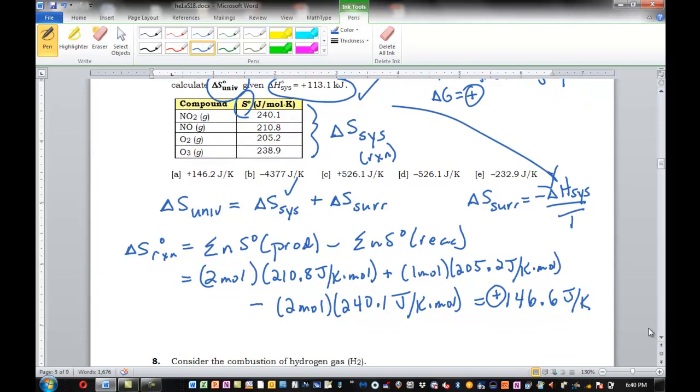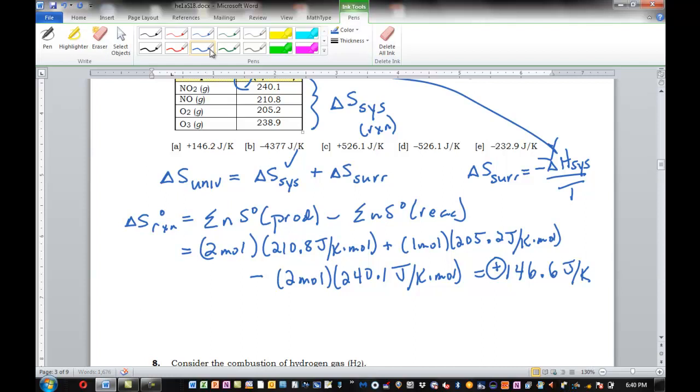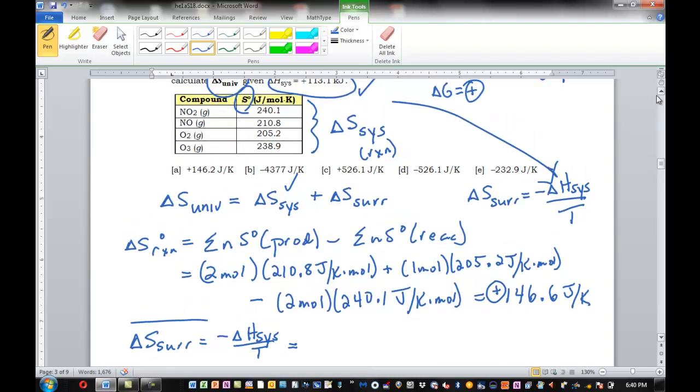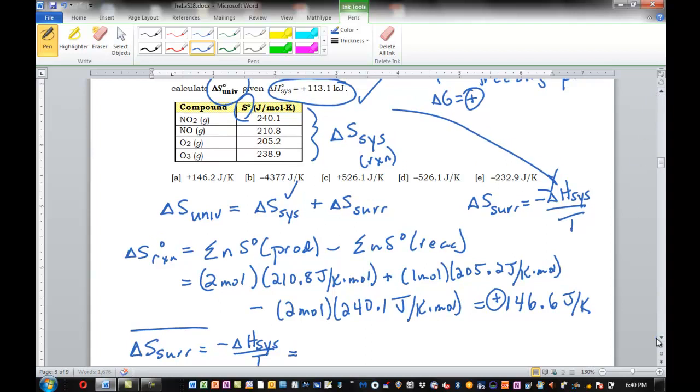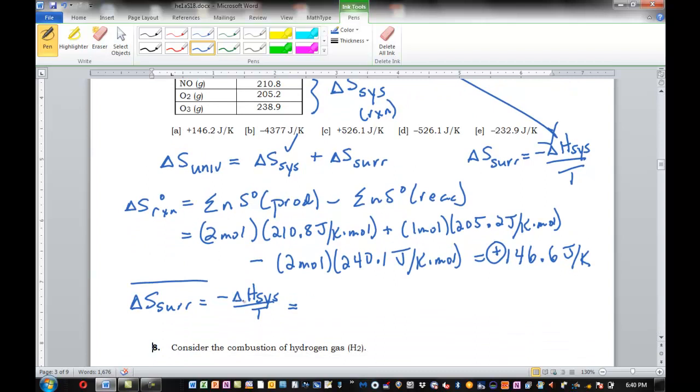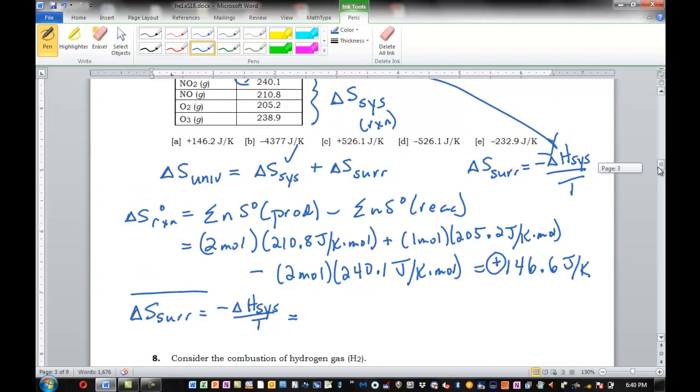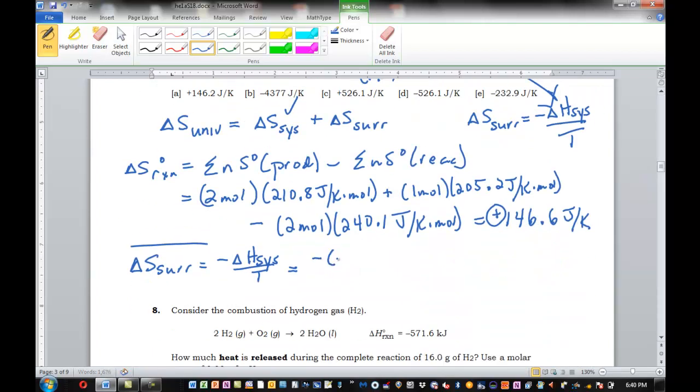Now we have to calculate the delta S of the surroundings part, and this is where we have to be a little bit careful because of our units. We want to end up with joules. Delta H is in kilojoules, 113.1. Now watch that negative sign. Our delta H was positive, correct? Yes. So we have a negative 113.1 kilojoules. We need to convert that to joules. Kilo means 1,000. Temperature was 25 Celsius, which is 298 Kelvin. This comes out to negative 379.5.